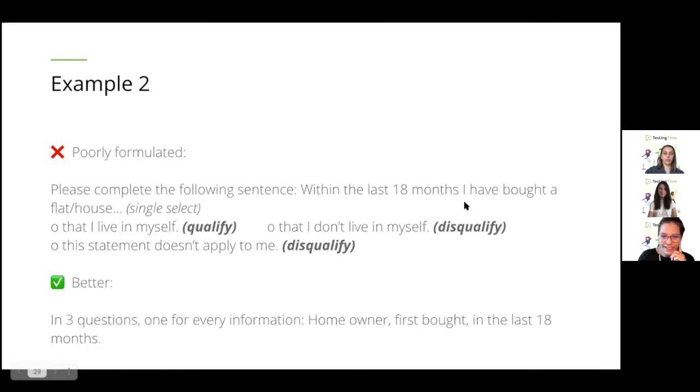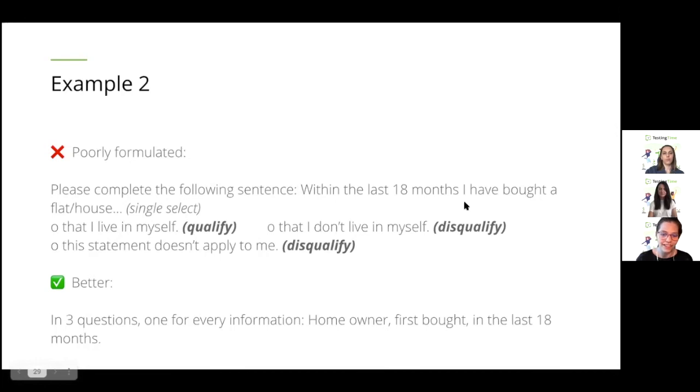In this question, there's a lot going on. Please complete the following sentence: within the last 18 months, I have bought a flat or house. The single select answers are that I live in myself, that I don't live in myself, or this statement doesn't apply to me. The good thing is that there is an exit option.